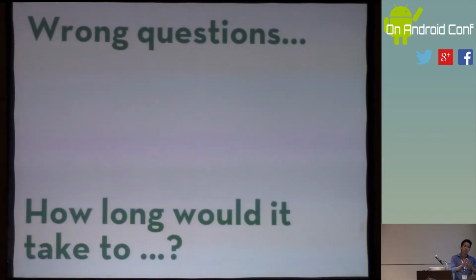Well, okay, but how long would it take to do this part? You know why those are the wrong questions? Because they only have one answer. Can't we just move the button to the left or right? Well, yeah, we can move it from the left to the right.